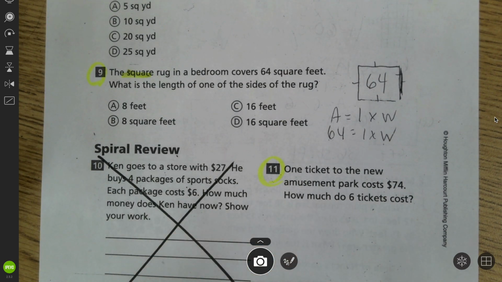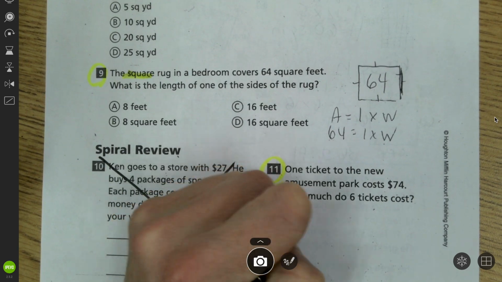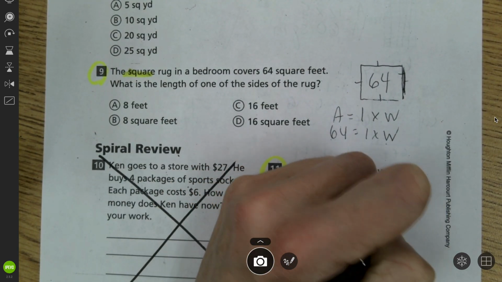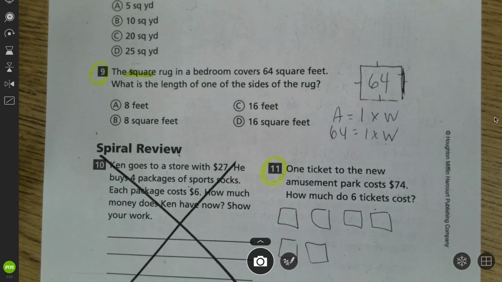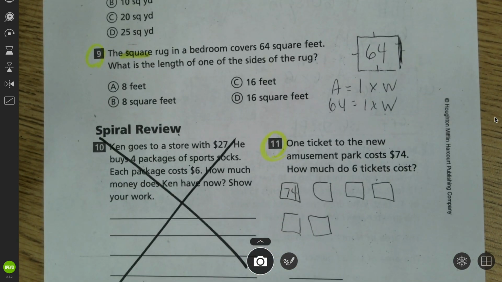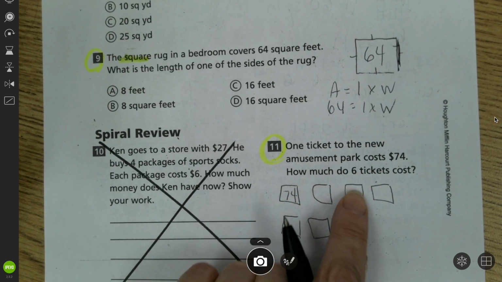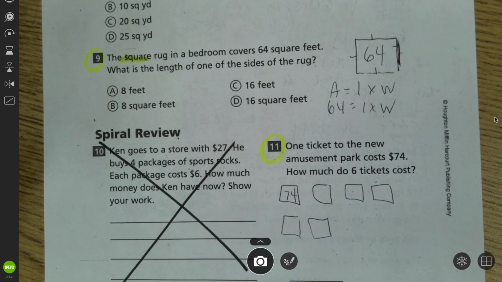Do you add 74 plus 6? Think about it, guys. Or 74 times 6? What makes more sense? If you have 6 tickets, look, 6 tickets. 1, 2, 3, 4, 5, 6. How much does one cost? 74. So then what would we do? You'd have to multiply. Or you could do 74 plus 74 plus 74, but remember, that takes forever. We want to be efficient.